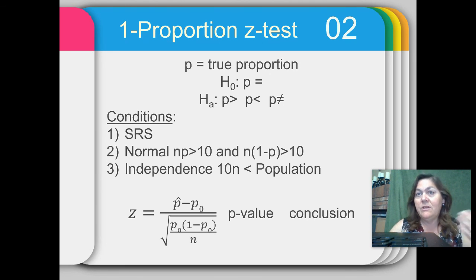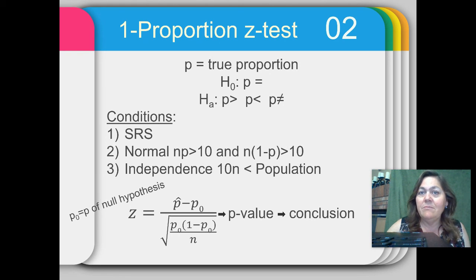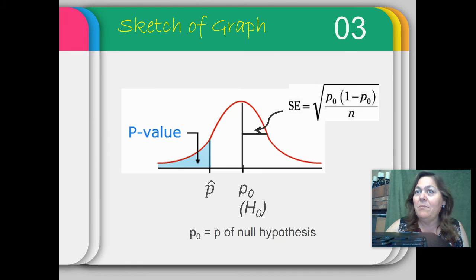Okay, so we're going to run this test statistic for Z now: estimate minus the null hypothesized value, divided by the standard error for the proportion using p-null. That will give us the P value that we're then going to get from the table. We get the Z, go to the P value, and then just like before, compare that to alpha and come up with your conclusion. So just a reminder, we're using p-null, the p of the null hypothesis. Your sketch is going to be exactly the same.